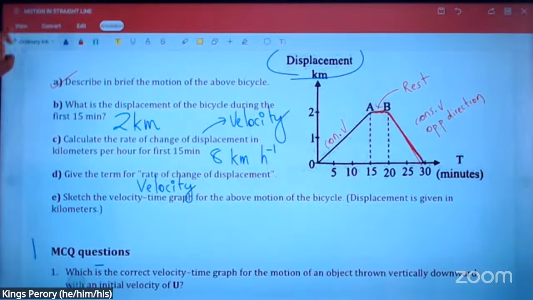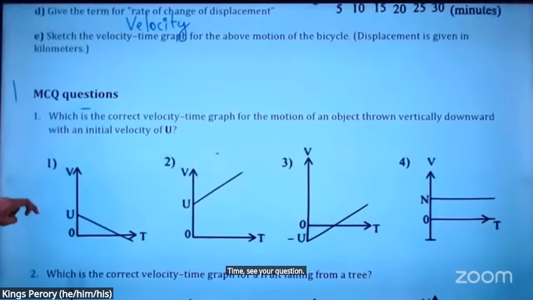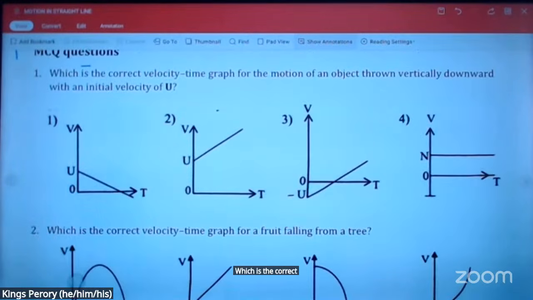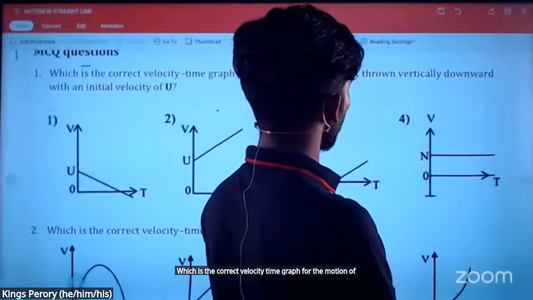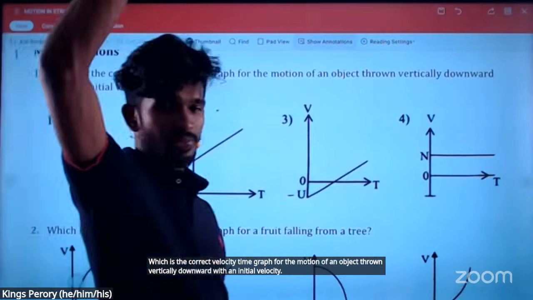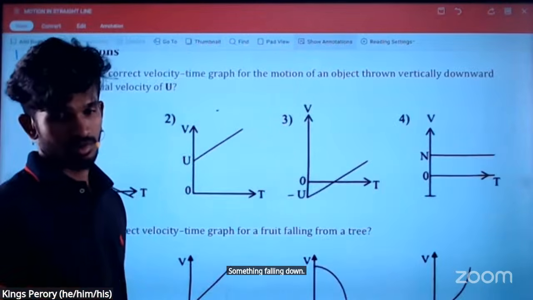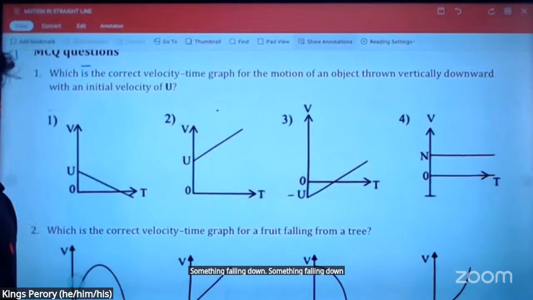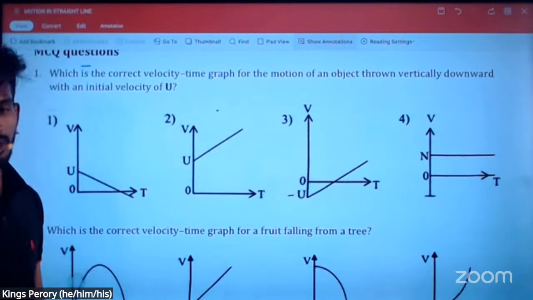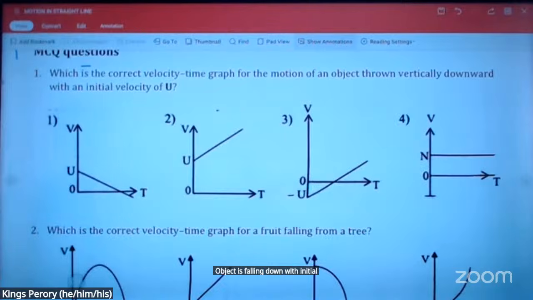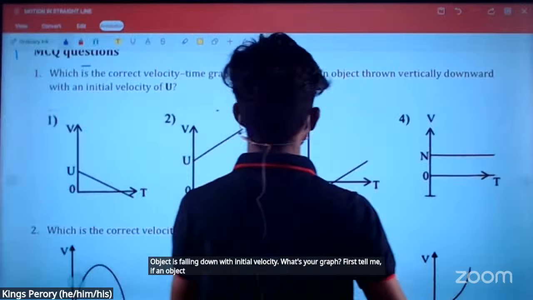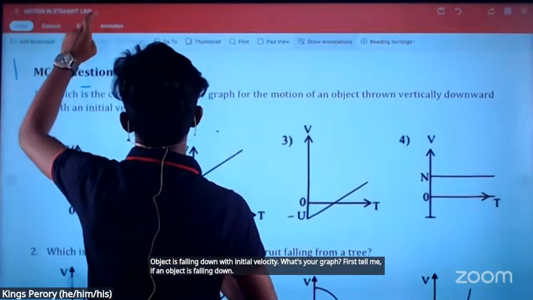Come to the MCQ question. Which is the correct velocity time graph for the motion of an object thrown vertically downward with an initial velocity? Something falling down with the initial velocity. What's your graph? First tell me, if an object is falling down, they have thrown it.